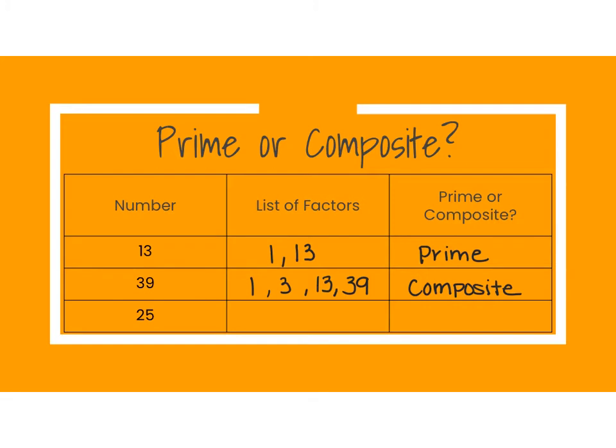Last, let's look at the number 25. Again, I know I can multiply 1 times 25, and it equals 25. I can also multiply 5 times 5 to equal 25. So 5 is another factor. Because there are more than 2 factors for 25, this number is composite.